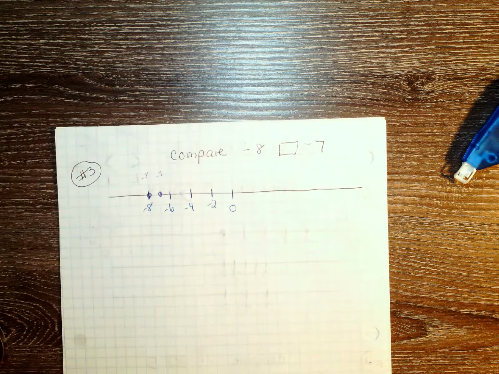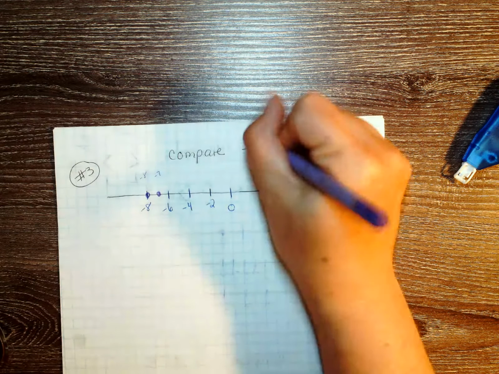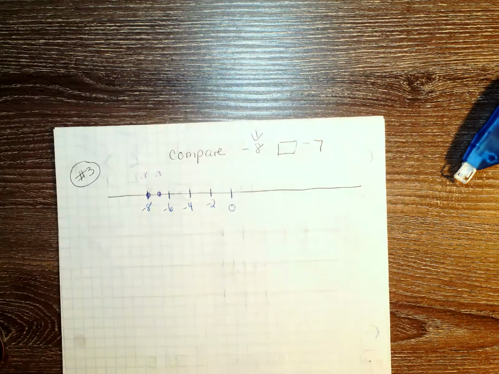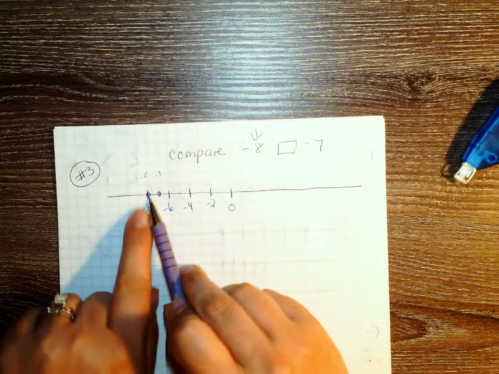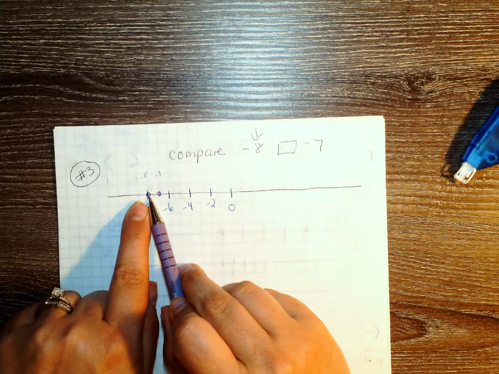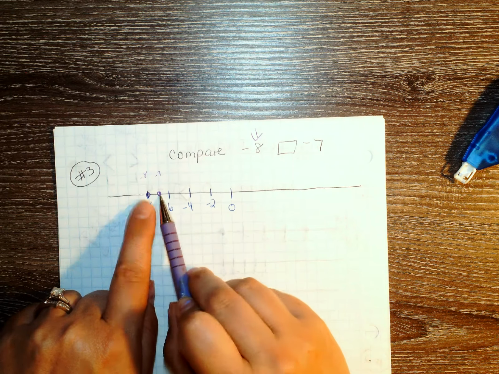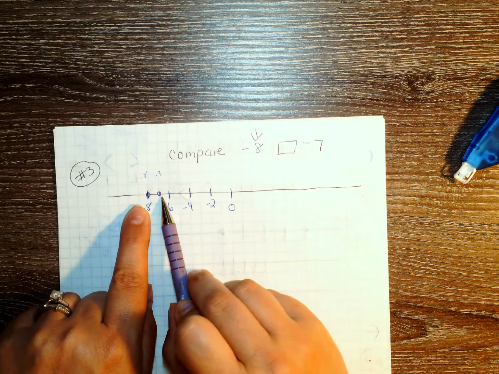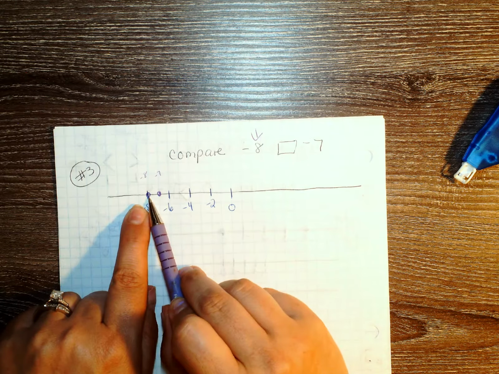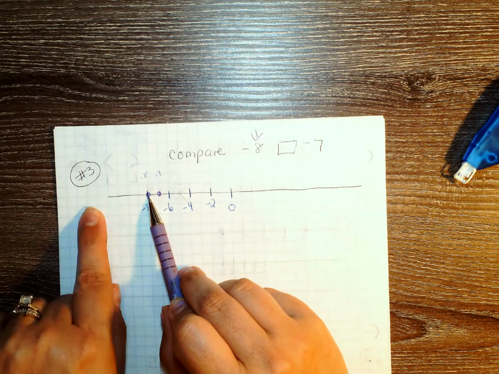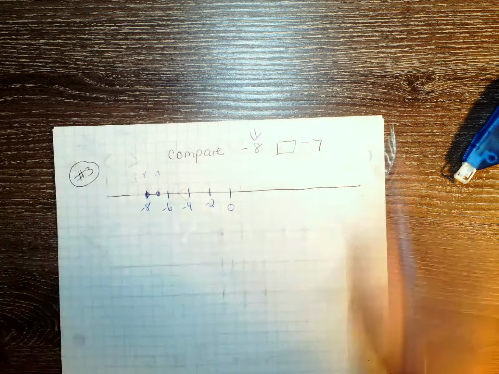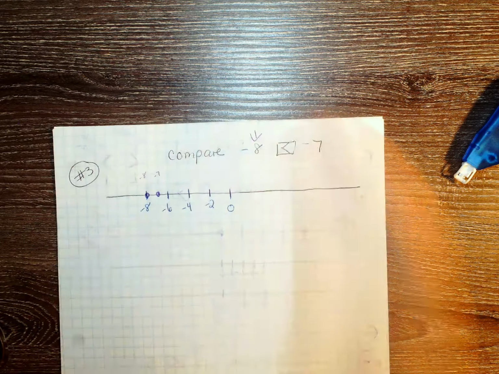Okay. So we have to look. -8 is our starting. And that's what we're looking at first. So -8 is here. And our other integer that we're graphing is here. So here's our -7, here's our -8. We have to look at -8. Where is it compared to -7? It's furthest to the left. So that means it's the least. So you're going to show a less than sign.